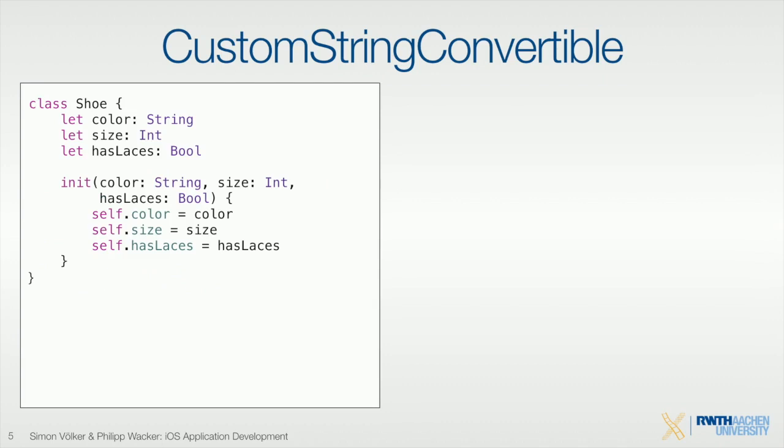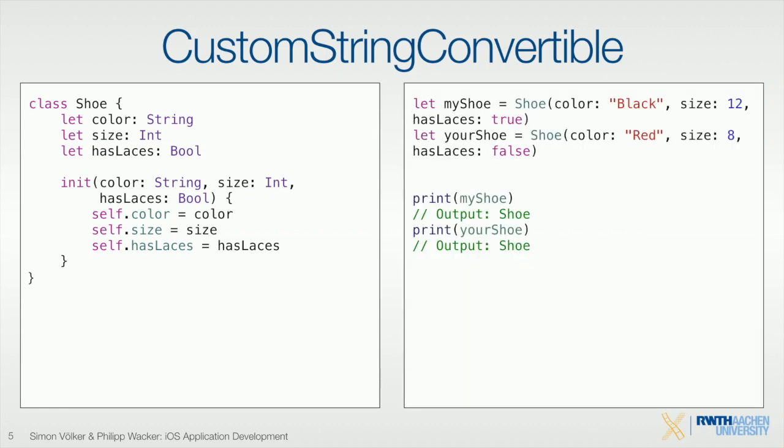However, if you have a custom class and you want to print it out, or you want to have a string for it, you usually get the name of that class, or some pointer information. Here, let's say we have a shoe class, which has a color, a size, and laces or not, and an initializer. What would happen if you print that out? You create two shoes, print them, and you get Shoe and Shoe, because how should the class know what you want from the printing? It doesn't give you a lot of information about the object itself. It just tells you this object is of the type class.